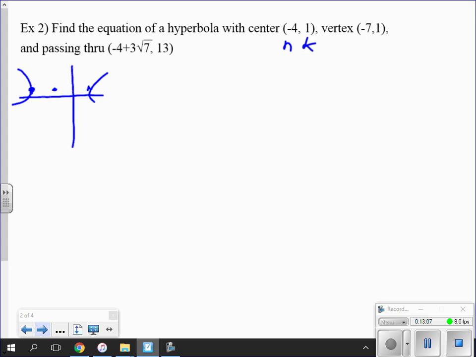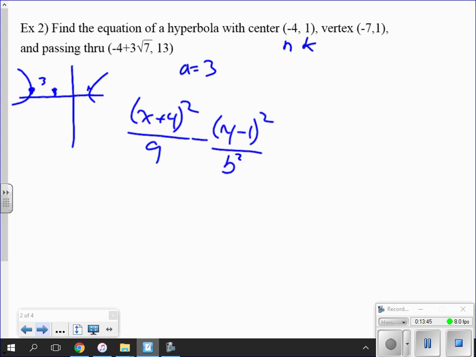So what's the distance between here and here? I go from negative 4 to negative 7, so the distance is 3, which means from that information, my A equals 3. My B, on the other hand, that's an issue. I don't know that. So using H and K, let's set up the equation we have. (x plus 4) squared over 9 minus (y minus 1) squared over b squared is equal to 1.